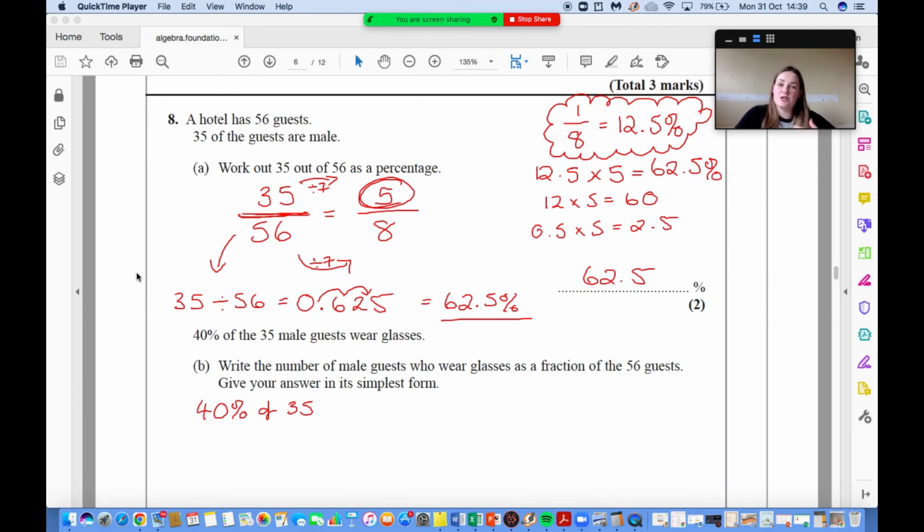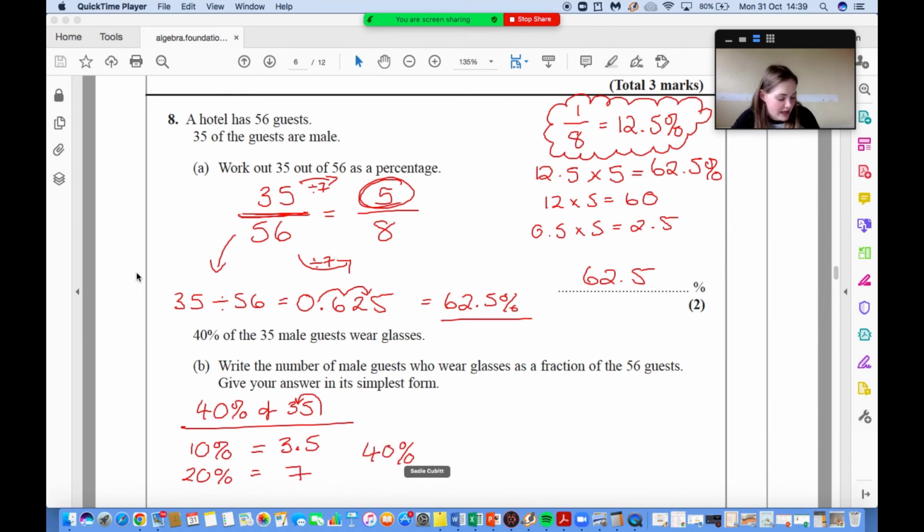Alright, so 40%, not too bad, not too harsh a question. Okay, so 10% will be 3.5, because to find 10% we just go back one space and we'll put a point in there. So that means that 20% would be double that, which is 7. Okay, and then 40% would be double that again, because 40 is 2 lots of 20, which is 14. So that's 14 guests. So we've already got the 40%, that's 14, and it wants it as a fraction of 56. So 14 out of 56.